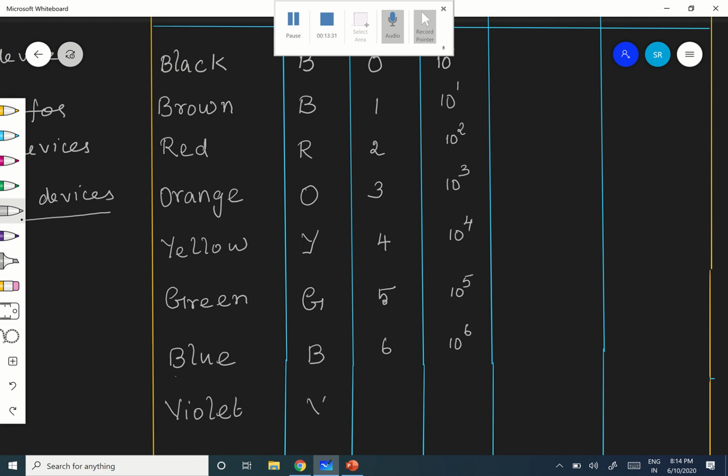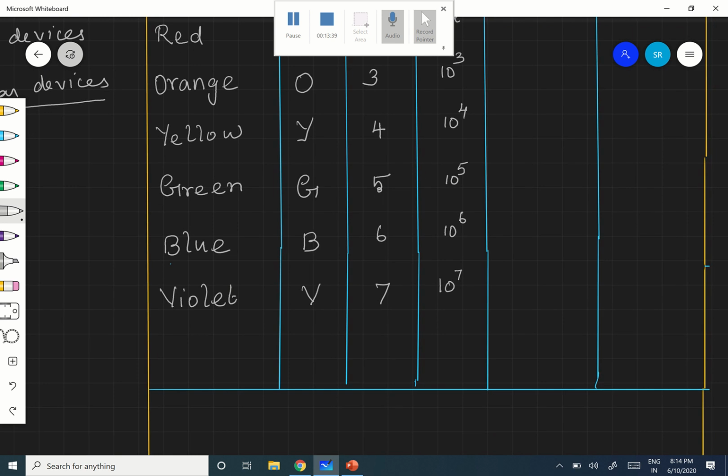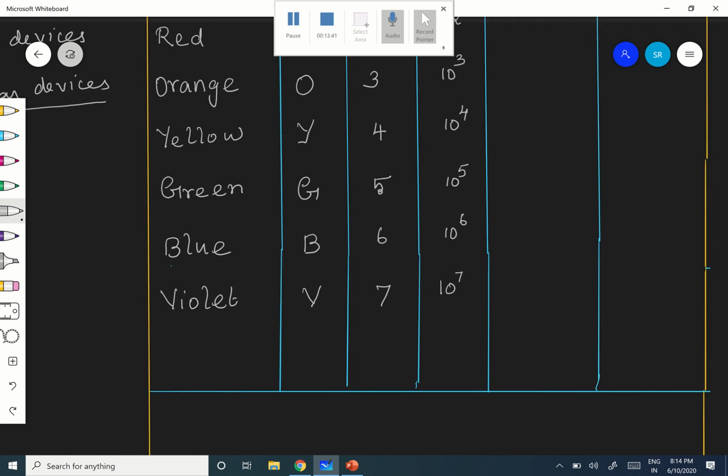It is V. Okay, V, and this is 7, and it is 10 power 7. Right, next to violet is gray. Gray it is a G. Okay, for green also G, gray also G, 8, 10 power 8.